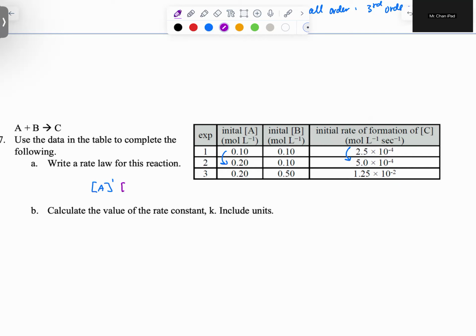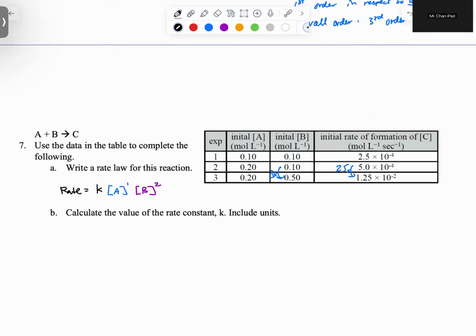And then the second question is, what about B? What is the order of B? So we look at experiment 2 and 3 and we say, hey, that is an increase of 5 times. Is the rate an increase of 5 times? Doesn't look like it. So in order to compute this, I'm putting into my calculator 1.25 times 10 to the negative 2 divided by 5.0 times 10 to the negative 4. This is a 25 times increase. So use your calculator. That means, what's the order for B? Second order.